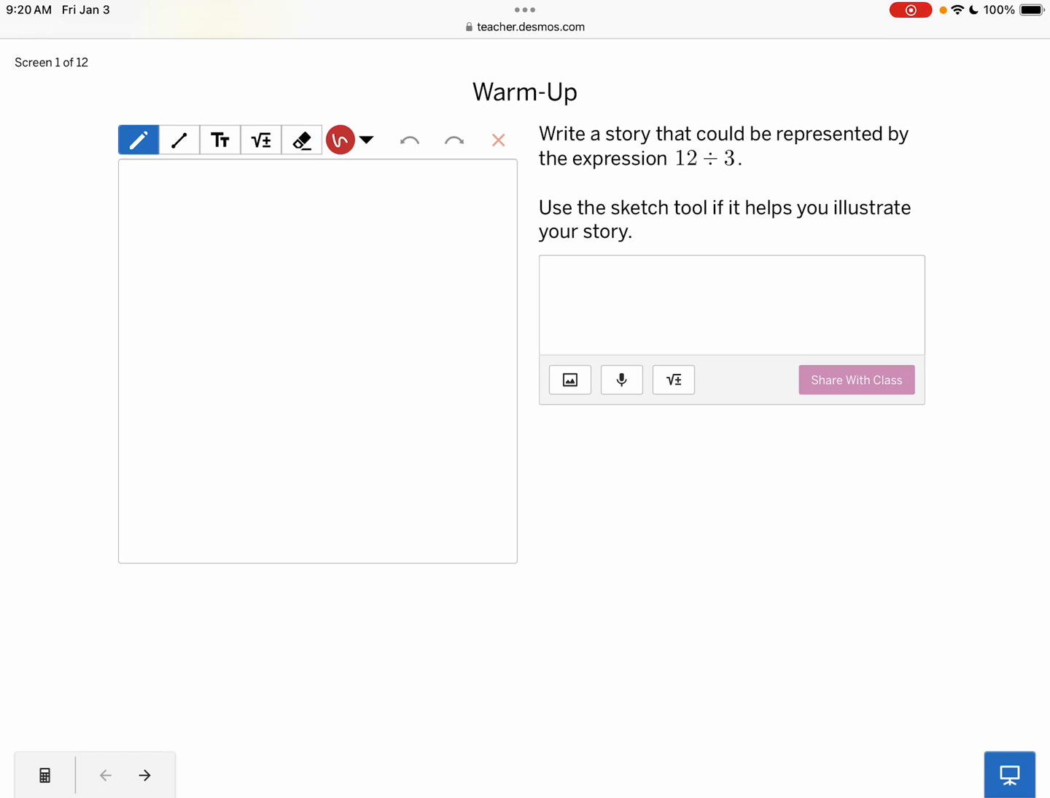Before we start, I want to share with you our learning target. Our learning target is I can decide if quotients of division situations are greater than 1, less than 1, or equal to 1. So let's get started.